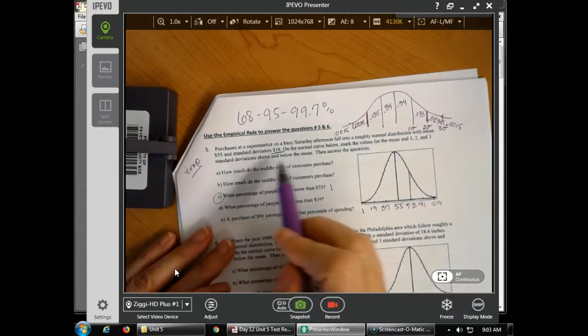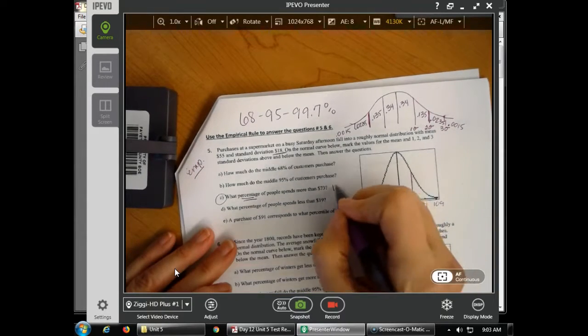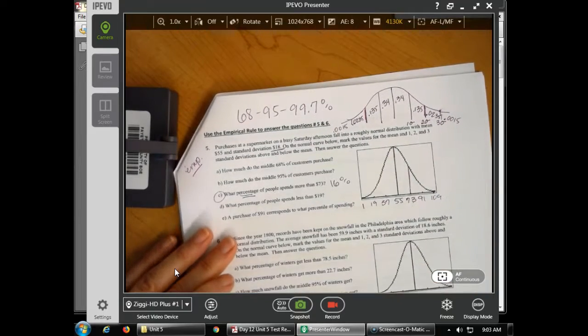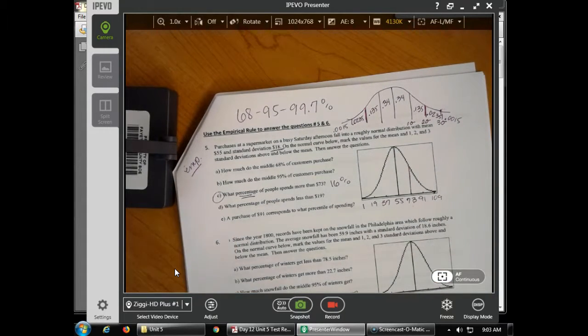Now this is saying what percentage, so you just have to make sure you're answering the question. If it said what probability, I'd just do 0.16, so that's the only difference. Okay, so how is that for the empirical rule?